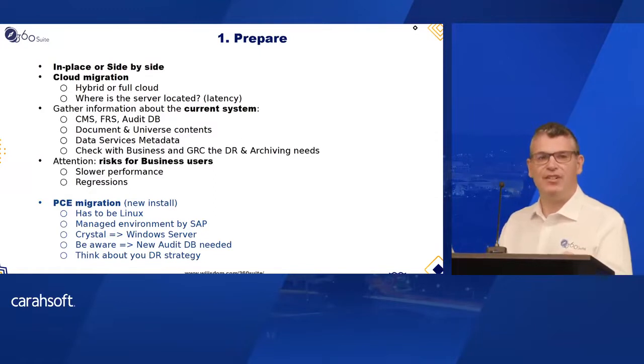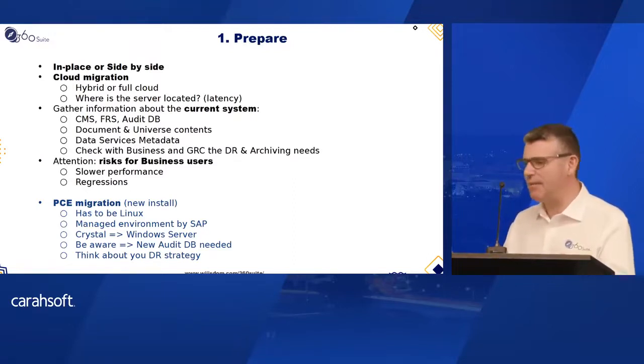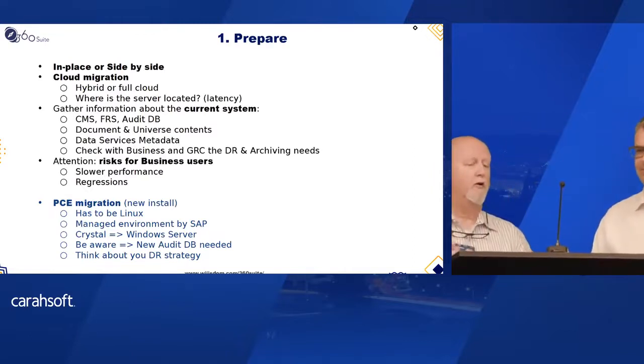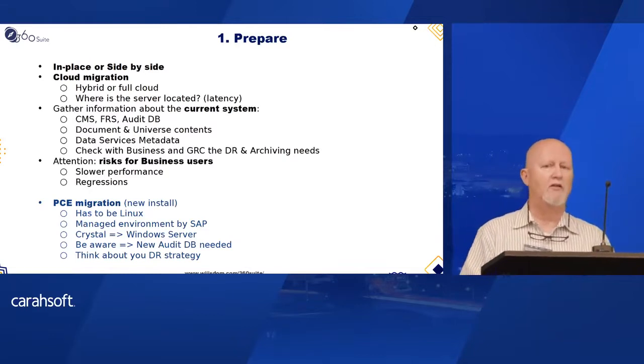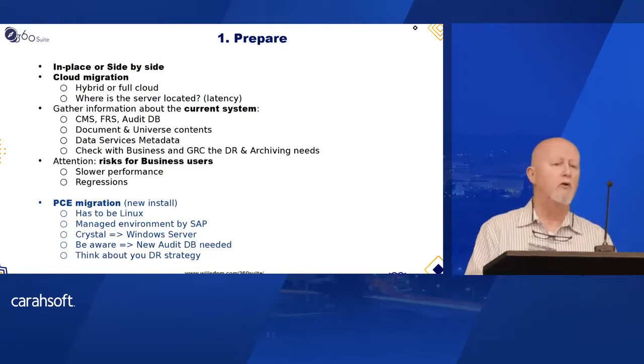Well, the first step is preparation. As we were discussing earlier, you need to understand what you have. So Jeff, what can you tell us about preparation? What are the key points? Well, the very first thing you have to decide is what type of migration you're going to do. Are you going to do an in-place upgrade, or are you going to do side-by-side? As far as I'm concerned, side-by-side wins every time. It's safer. You don't disrupt your existing environment, especially if anything goes wrong.